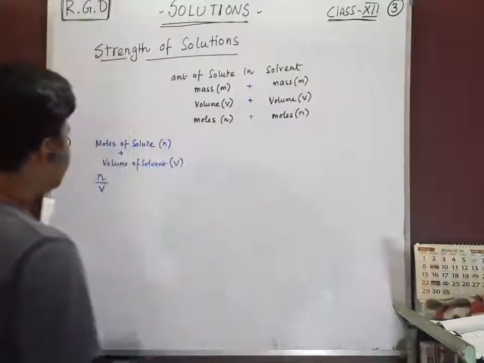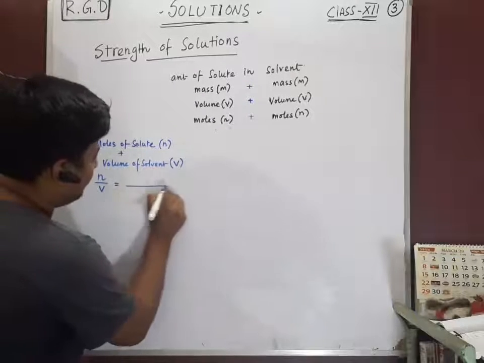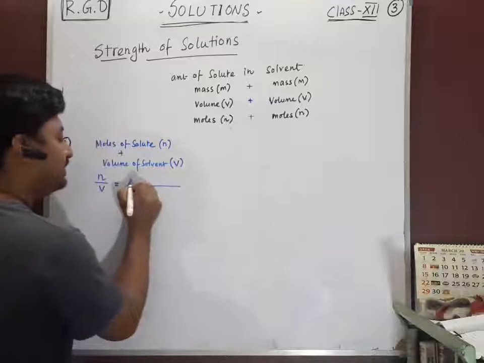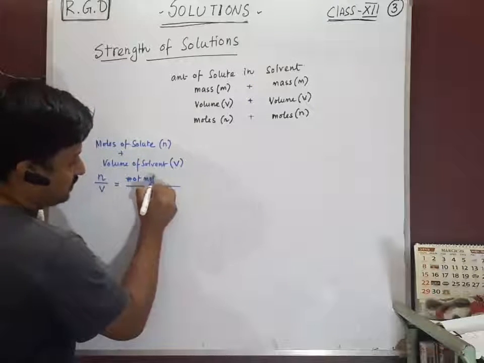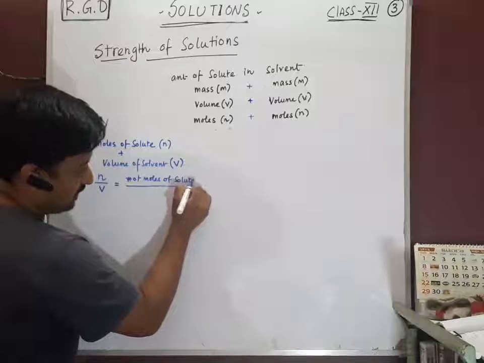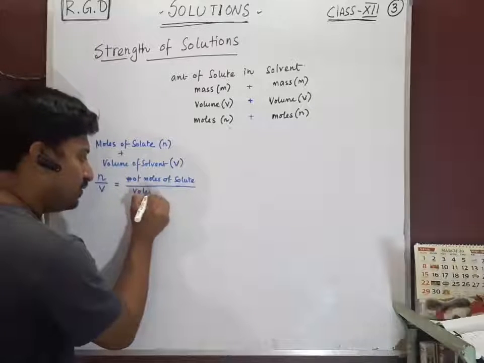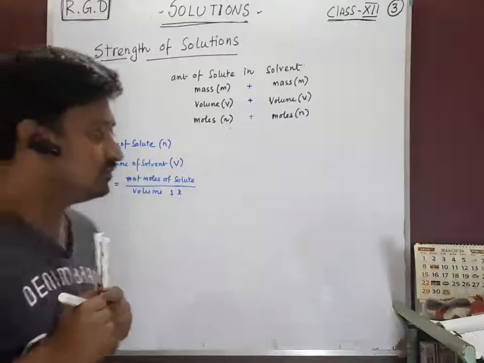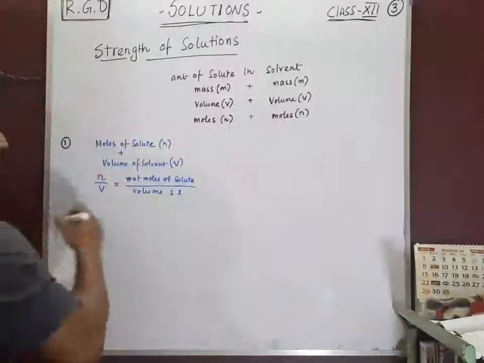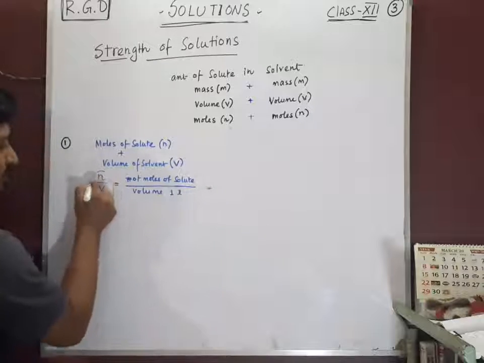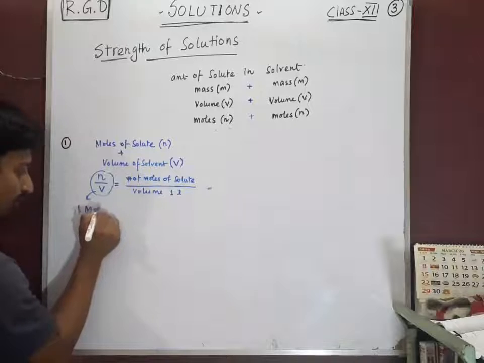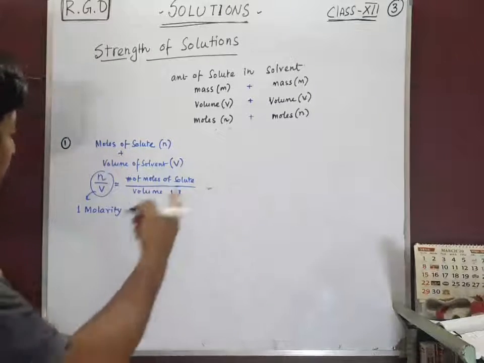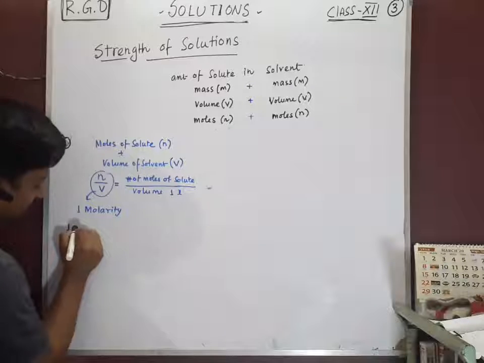Now this N by V, if I write it in such a way, is the number of moles of solute divided by volume in 1 liter of solution. That means this term is basically molarity. So if I write it in the unitary method, how will I approach the problem?